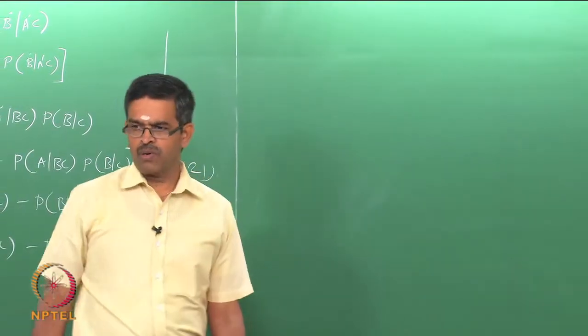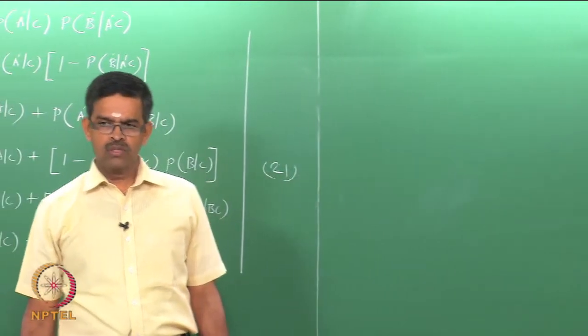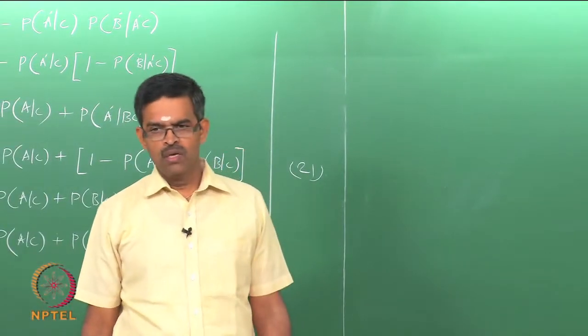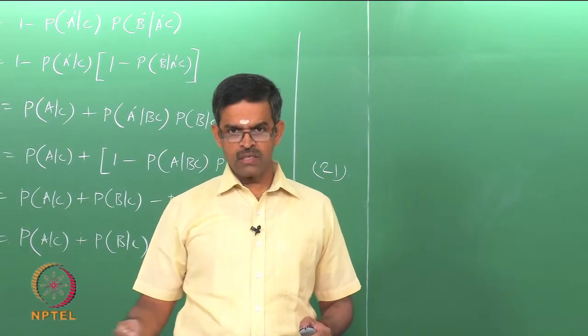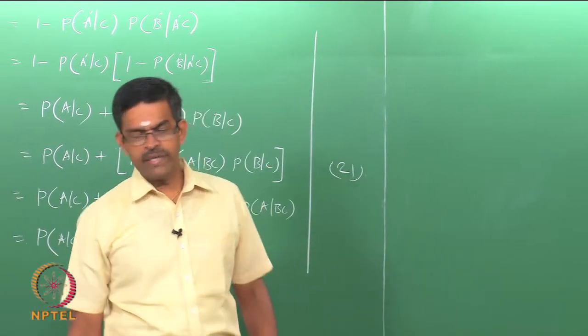So, we discussed two important quantitative rules. One is what we call the product rule, the other is what we call the sum rule. Let us take the discussion forward to discuss qualitative rules.